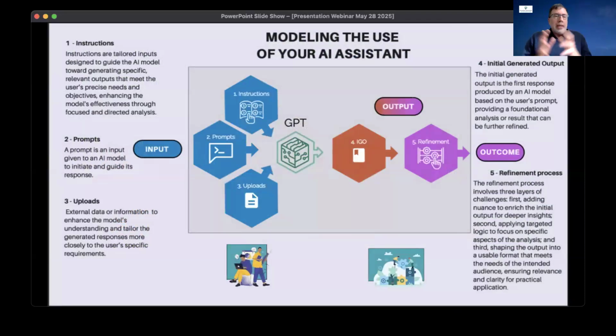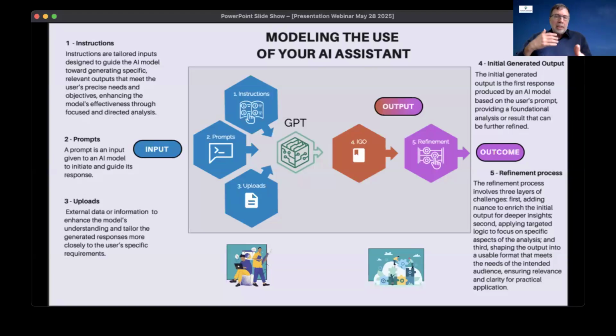But it is an art and it is a skill. How we model the use of an AI assistant using a GPT requires different steps in terms of instructions, prompts, and uploads, as well as understanding that an output of a model is only the beginning of a dialogue. Okay, what a model will give you is only the start. You never take the output of a model at any stage as being the final authoritative statement. Again, AI models are probabilistic.